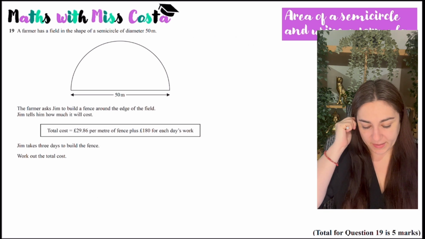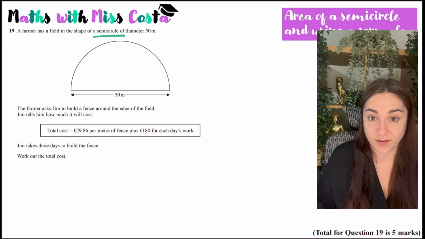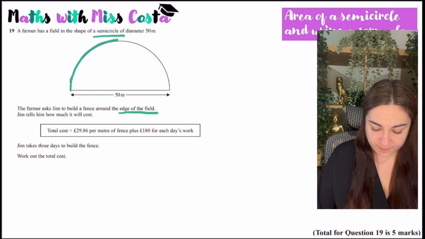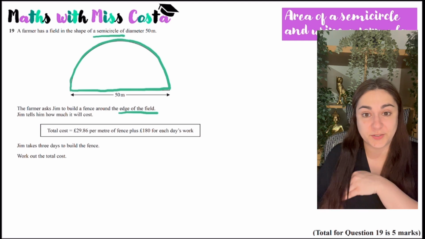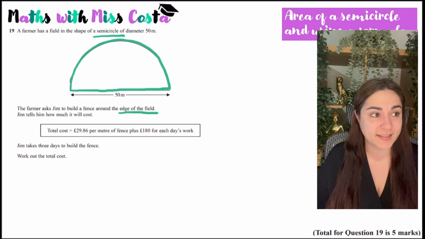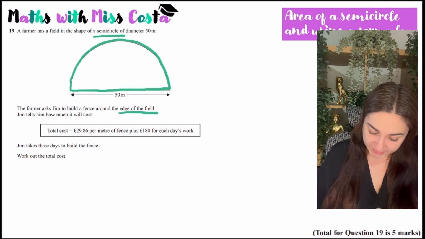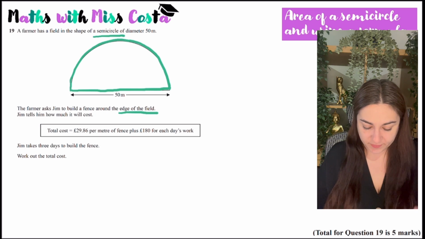Next, I am being told that a farmer has a field in the shape of a semicircle. So a semicircle is half a circle, and its diameter is 50 meters. The farmer asks Jim to build a fence around the edge of the field. Okay, so the edge of the field is going to be this plus this. So whenever you're having a question where it's maths in context, actually think about the context. If they're going to fence something in, it has to go around the perimeter, around the outside. So Jim takes 3 days to build the fence. Work out the total cost.